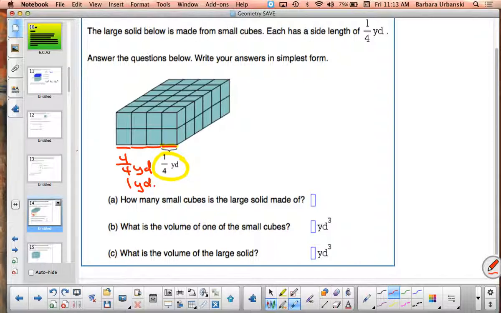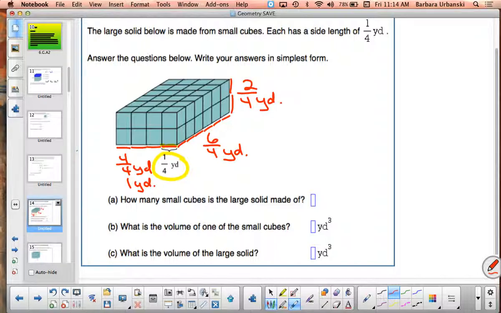And then we're going to see how deep this is. And again, they've got to remember that each is 1/4. So we have 1/4, 2/4, 3/4, 4/4, 5/4, 6/4. So this is going to be 6/4 of a yard. I would suggest leaving it as an improper fraction at this time. And now we're going to see how many stacks there are, how high it is. Well, again, it's going to be a fourth, so it's going to be 1/4, 2/4. I'm going to just leave it as 2/4 of a yard for right now.